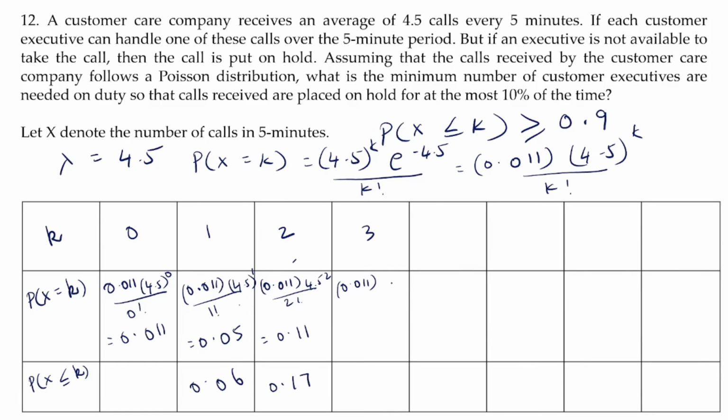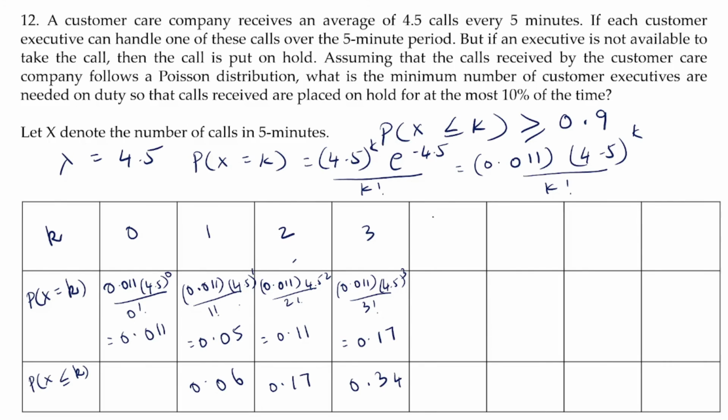Then for k equal to 3, the probability of x equal to 3 will be 0.011 into 4.5 the whole cube upon 3 factorial. Now we can calculate this as the previous one into 4.5 by 3. If we do that, we get the value over here. So the probability of x equal to 3 is approximately 0.17. Now the probability of x less than or equal to 3 will be the sum of all these.